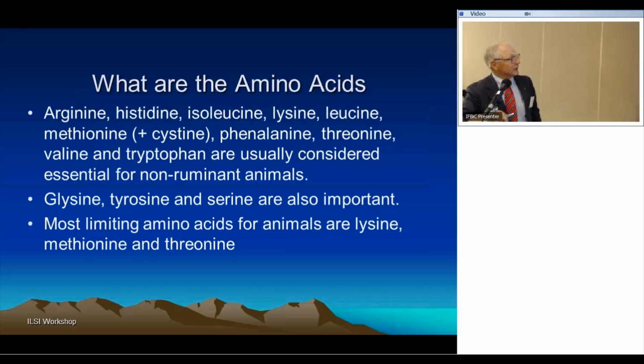So in animal nutrition, you have important amino acids: arginine, histidine, isoleucine, lysine, leucine, methionine plus cystine, phenylalanine, threonine, valine, and tryptophan. In my elementary nutrition courses in college, you had A Hill MPB. How many remember that? There's a few people that do. So that's the arginine, histidine, isoleucine, and so forth. They're considered essential for non-ruminant animals.